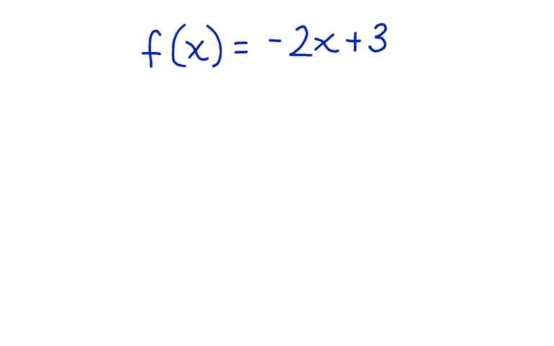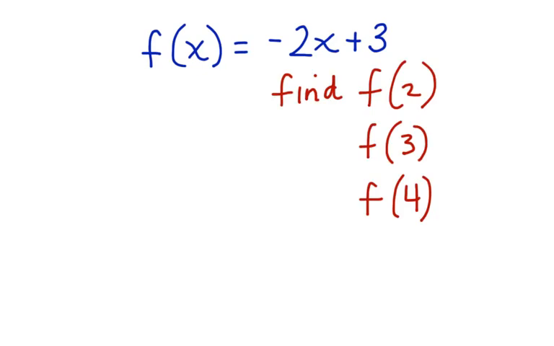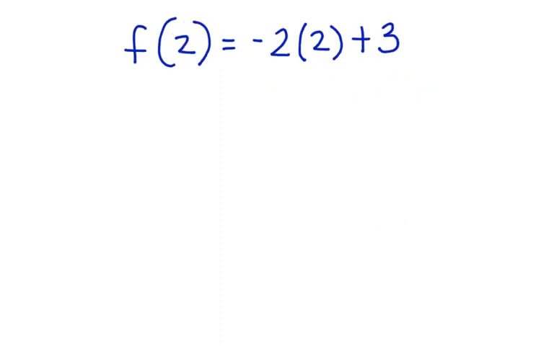And we want to use this function notation to find different values for the function of x. Take a look. We're going to find the function of 2, the function of 3, and the function of 4. And we're going to do that by substituting 2, 3, and 4 into this function negative 2x plus 3. Then we'll be able to find the value of the function. Let's use the first one and find the function of 2.